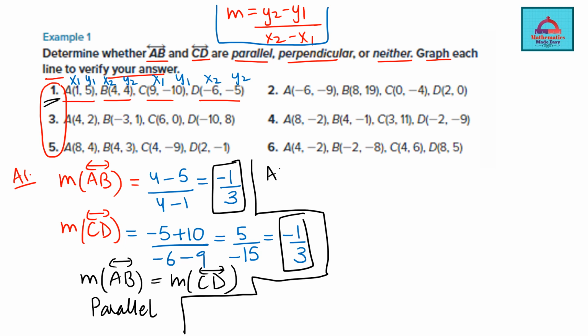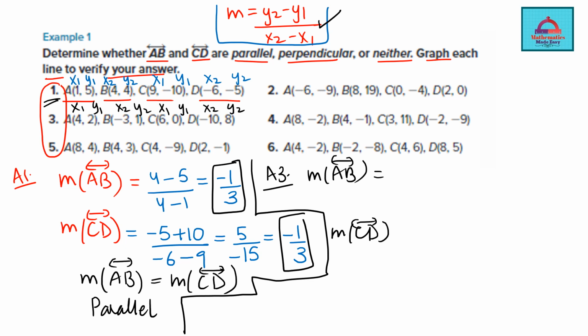Let's do answer 3 now. Again, we are going to use the same formula. So we calculate the slope of AB and slope of CD. Let's do it one by one. So here, you can again put values x1, y1, x2, y2. Let's plug in. So this is 1, minus 2, minus 3, minus 4.